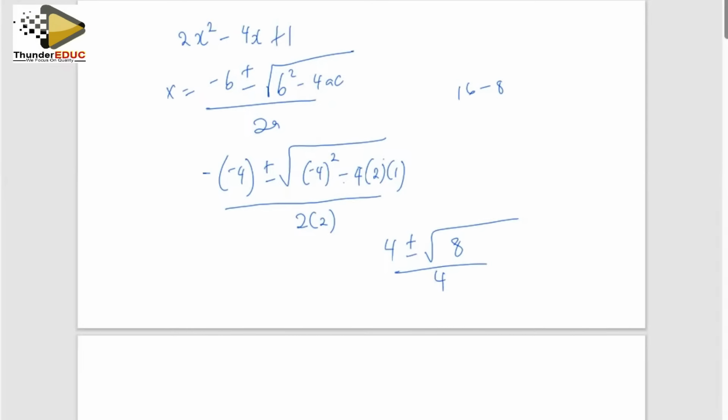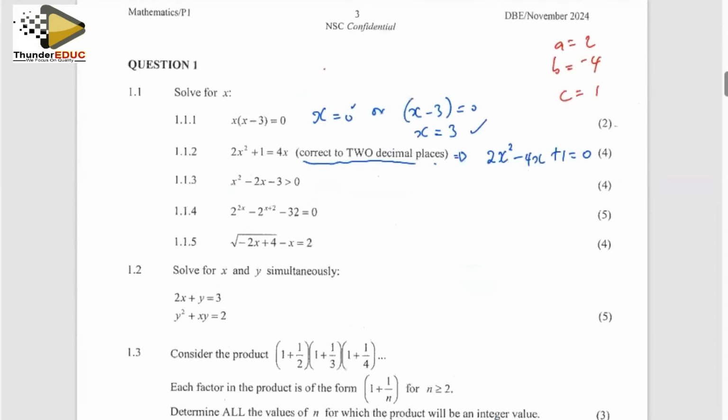All right, then when I punch this into the calculator, I'm going to have 4 plus the root of 8 over 4. That gives me 1,71. And then the other value, if I use the minus, I'm going to get 0,29. Okay, so that is what was expected for the answers.